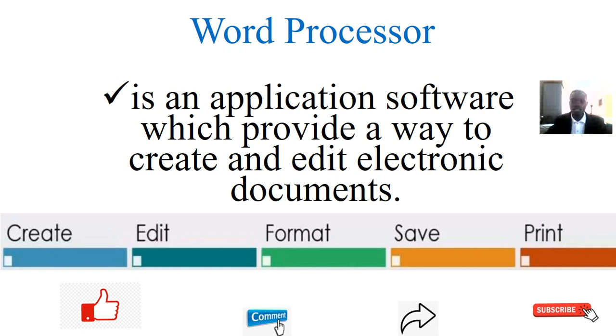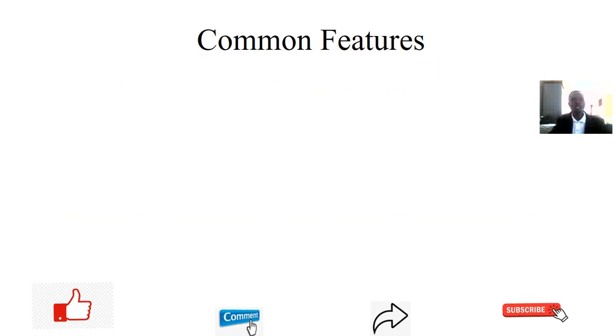It must be capable of creating, that is, from scratch. You have a blank document, you start from scratch, and you create an electronic textual document. You can edit an existing textual document. You can format it, you can save it, or you can print it using this word processing software tool. Right, so that's it for the definition.